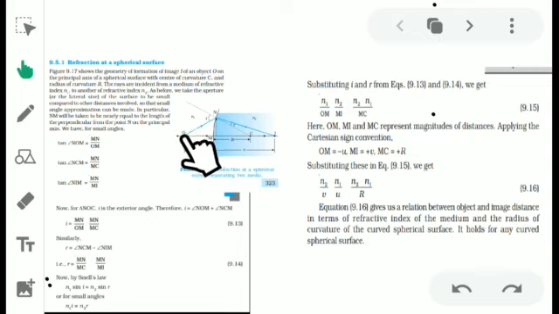The light rays emerging from the object are incident on the spherical surface and after refraction the image is formed at I. See, C is the center of curvature. The normal from here to here, that is CN, is passing through the center of curvature. The angle between the incident ray and the normal is the angle of incidence. The angle between the refracted ray and the normal is the angle of refraction.